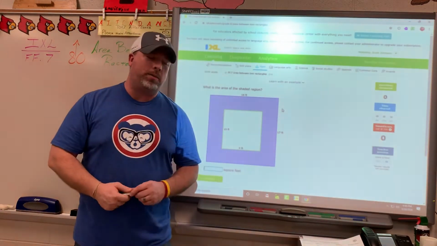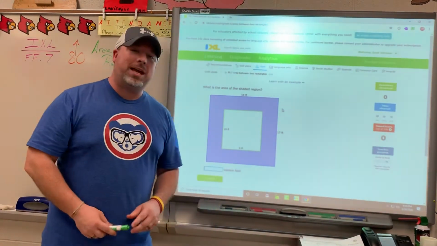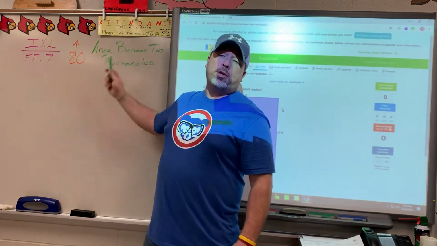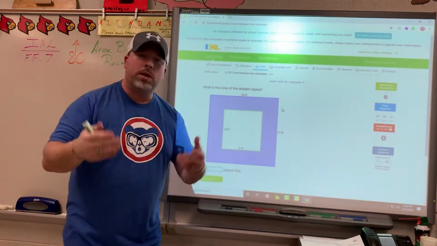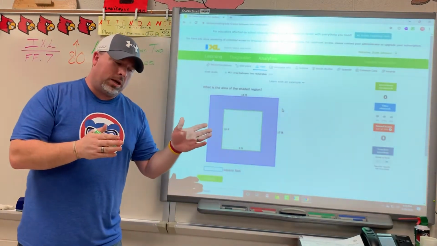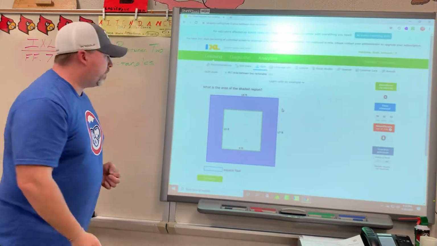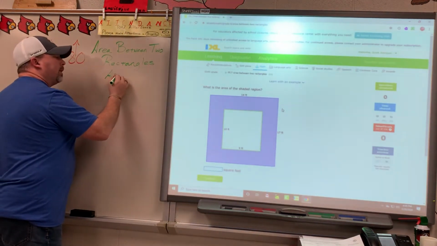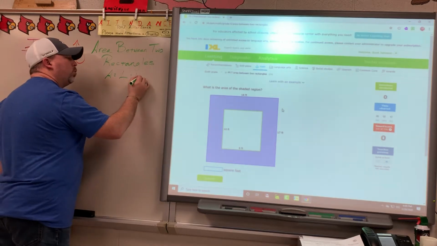Third video here. Wanted to talk to you a little bit today about FF7. That's on IXL, and that's area between two rectangles. Now, this is actually going to be a lot easier for you than it may sound at first. Because remember, first off, we know the area of a rectangle. The area is basically length times width.